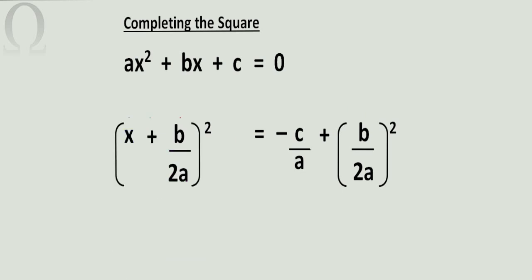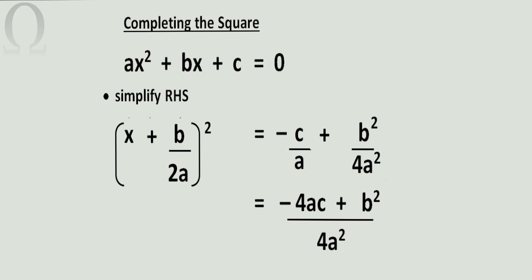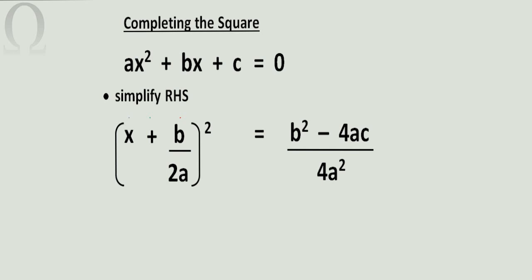Next, simplify the right-hand side of the equation. Squaring out the brackets, we get minus c over a, plus b squared over 4a squared. Finding an LCM, that simplifies as minus 4ac plus b squared, all over 4a squared. We can rearrange that as b squared minus 4ac, all over 4a squared. In order to solve for x, we now need to square root both sides of the equation. The square root of x plus b over 2a, all squared, equals x plus b over 2a.